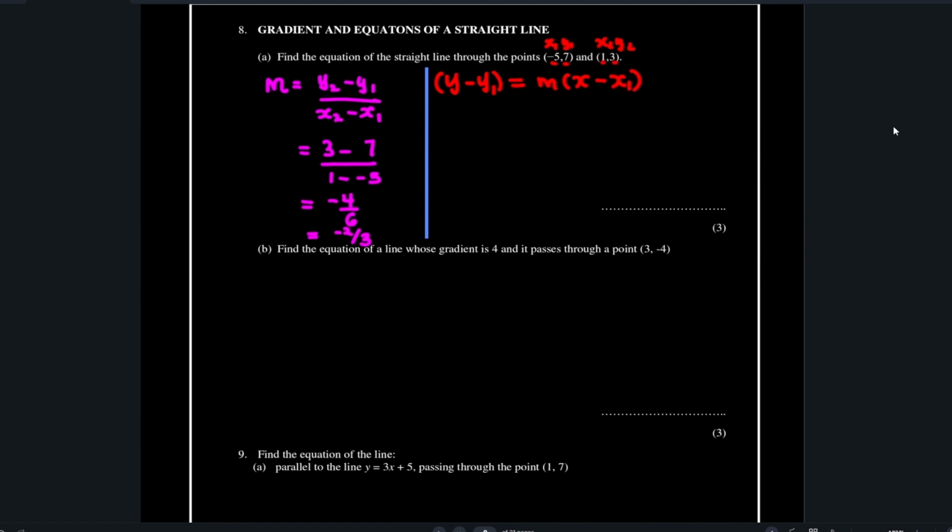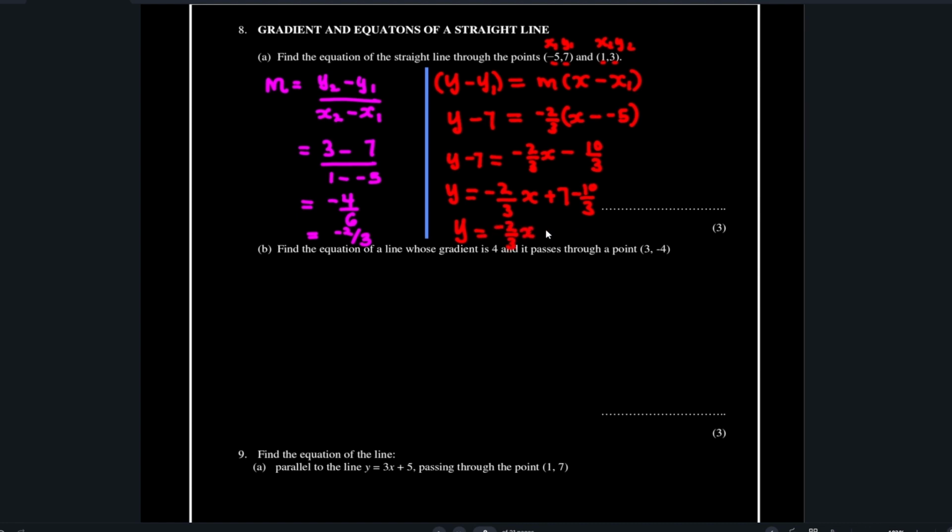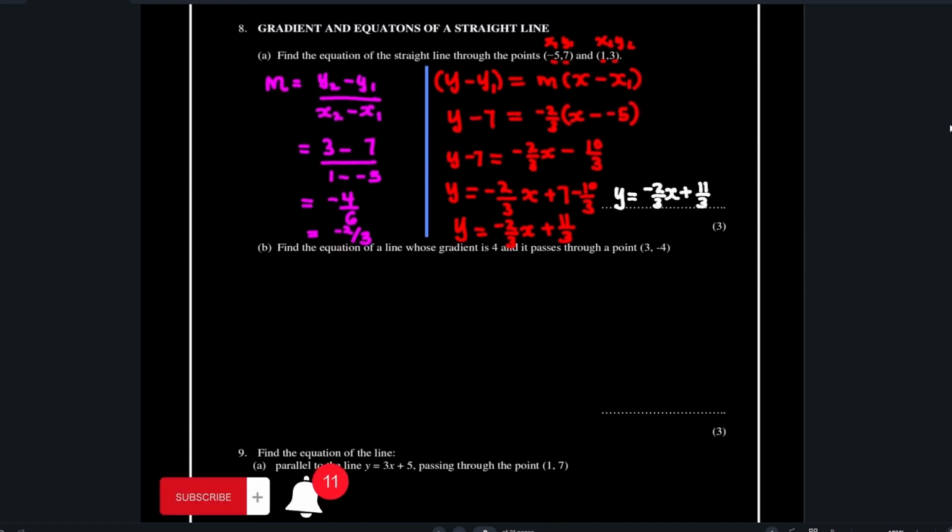So we can now go straight and substitute everything that we have here, so that we can open the bracket and simplify it further. So we shall take -7 to the other side of the equal sign to be a positive, so that if we simplify this, we are going to get our answer as y equals -2 over 3 x plus 11 over 3. And we're going to transfer this here so that we get our final answer.